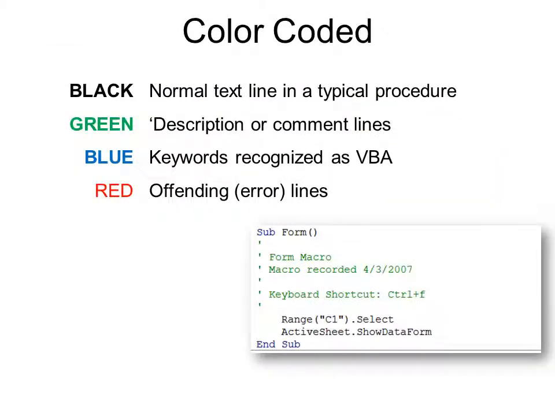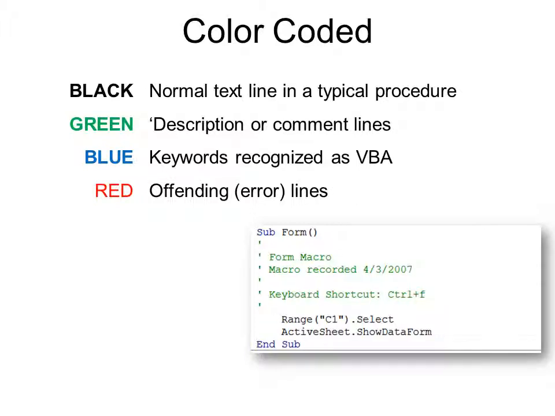Notice the color coding. Black is normal text and a typical procedure. So you can see that the name of the macro was black and the actions that it does is in black. Green is what we saw as description. It's a comments line. And I put a single quote here to remind you that if you wanted to add more, if you didn't put one in, you can simply put in a single quote and it will turn green and it will be a description or comments. It will not affect the macro unless you wanted to change the keyboard shortcut, which you could certainly do there.